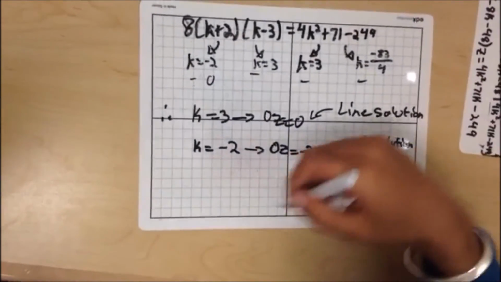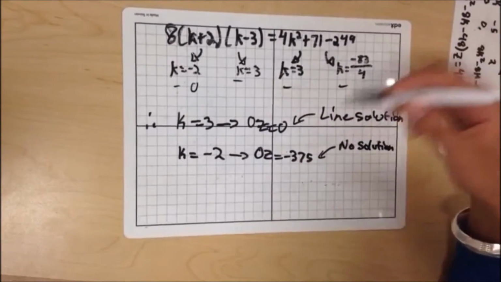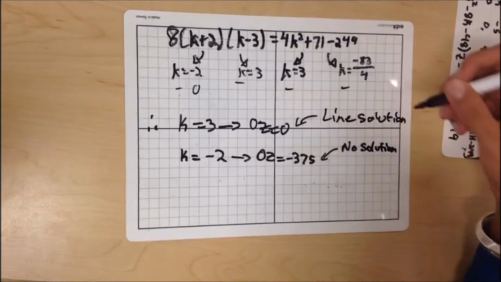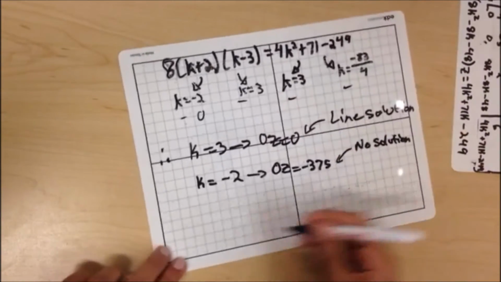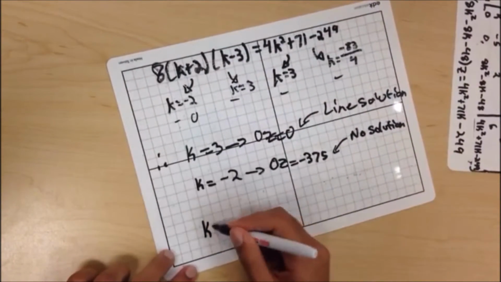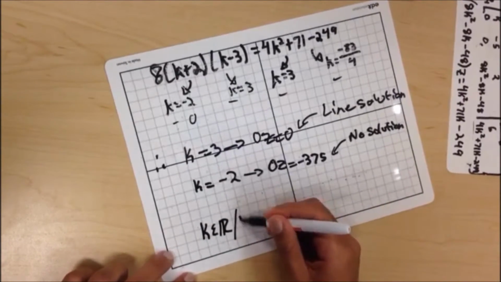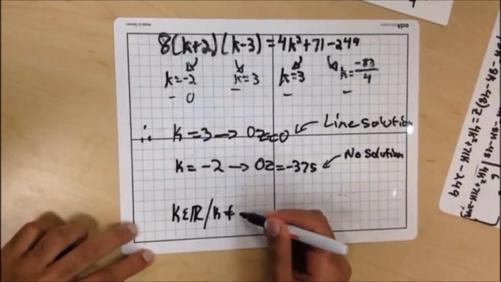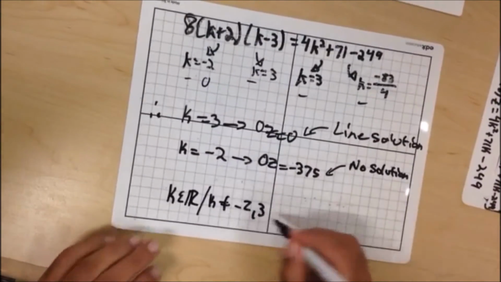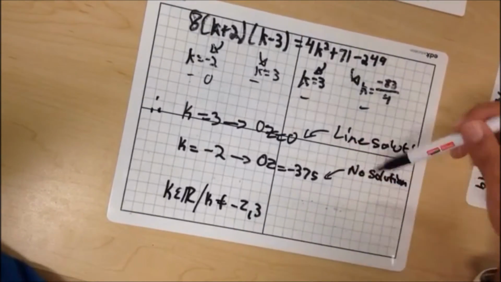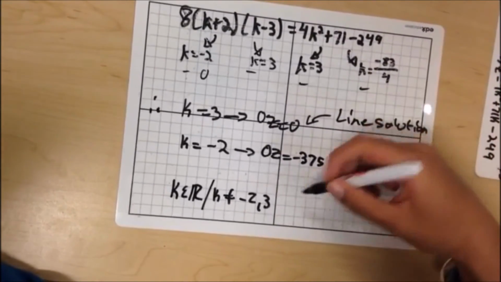By knowing this information, we can easily understand that to get a point solution, k can be any other value in the real number system except for -2, since that gives us no solution, and 3, since that gives us a line. So the value of k can be any real number such that k cannot equal -2 or 3, because the -2 value will give you no solution, and the 3 value will give you a line solution, and any other value will give you a point solution.